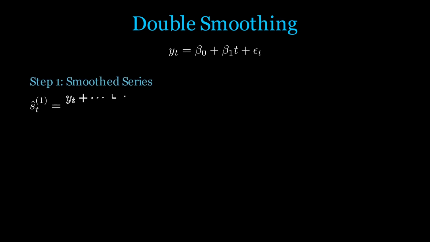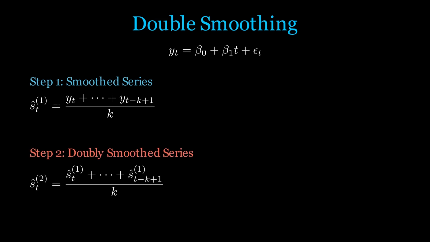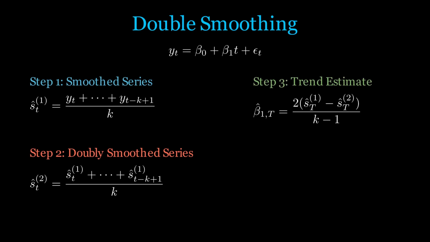Double smoothing involves 2 main steps. First, we create a standard smooth series using a moving average. This is the single smoothing formula from before. Next, we smooth that series again using the moving average series from the previous step. This is the double smoothing step. Using the difference between the smoothed series and the double smooth series at the last observed time, capital T, we can calculate an estimate of the underlying trend. To get the forecasted points, we combine the current level and the trend estimate to generate forecasts into the future.